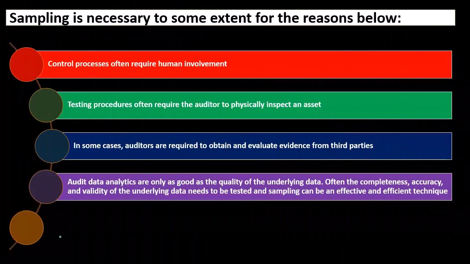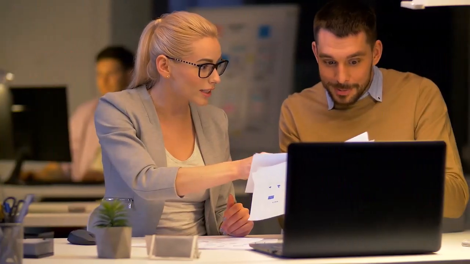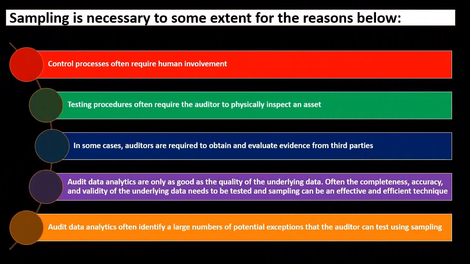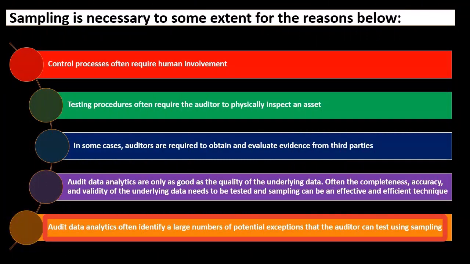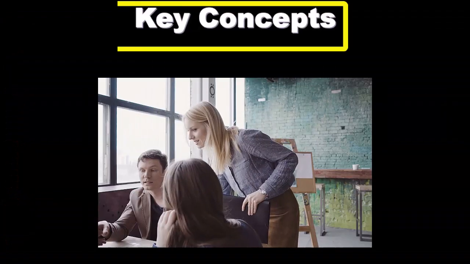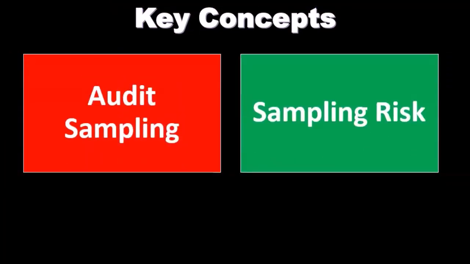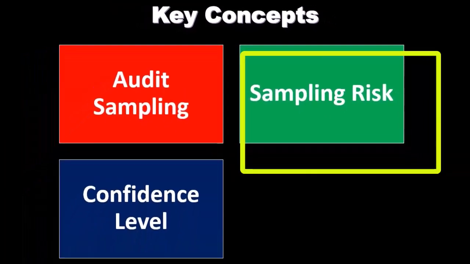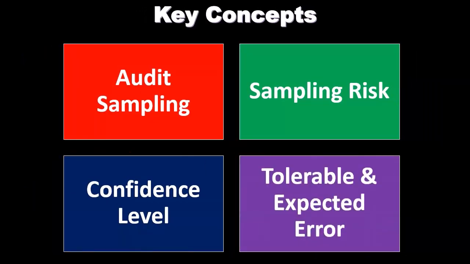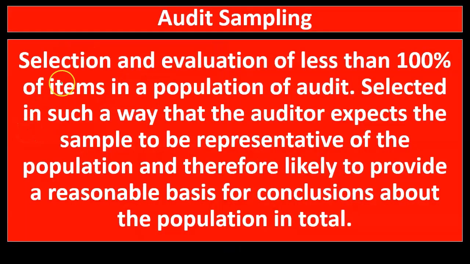But the input going into the system is where we would want to check, because that's where the errors could happen. Obviously the calculations the computer goes through will be only as good as the inputs put into that computer. Audit data analytics often identify a large number of potential exceptions that the auditor can test using sampling as well. Key concepts that will be included as we think about sampling will be the audit sample, the sampling risk, the confidence level, and the tolerable and expected error.